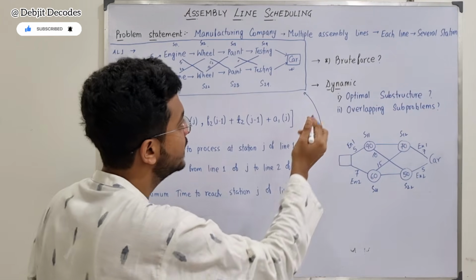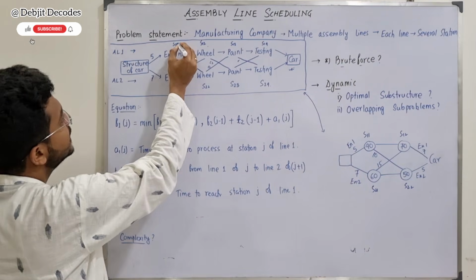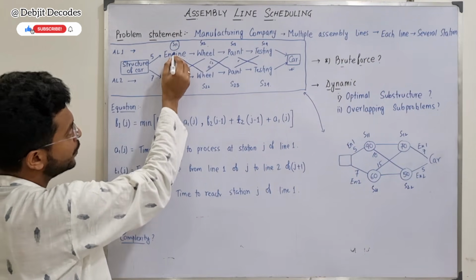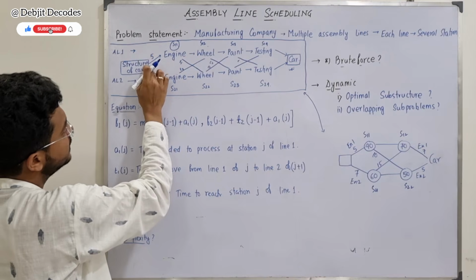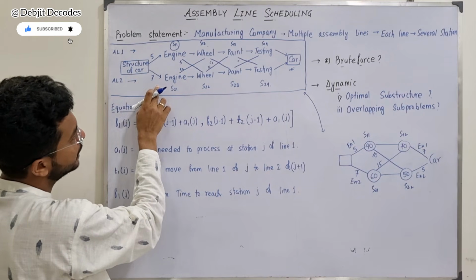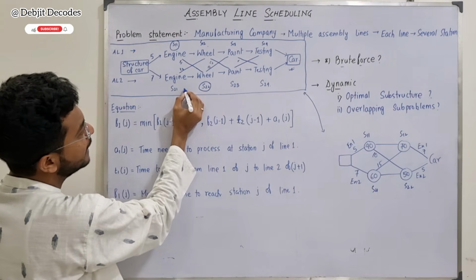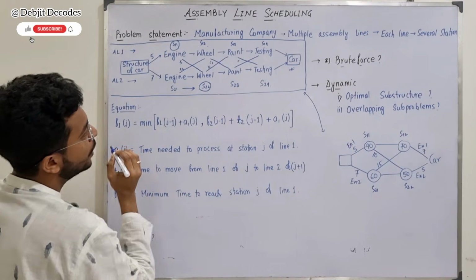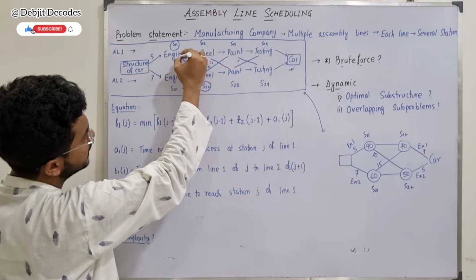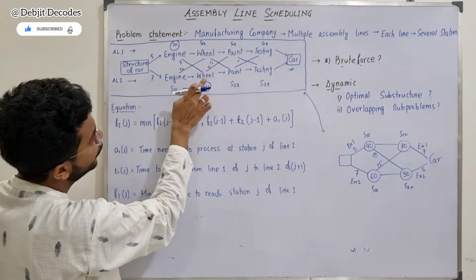So in that case, if you want to apply brute force, as you can see, for S11, we have only one choice, that is it is coming directly from here. S21 has only one choice, it is coming directly from here. But if you see S22, it can either come from this or it can come from this. That is, you have done the engine in this part, but then you have moved to this one.